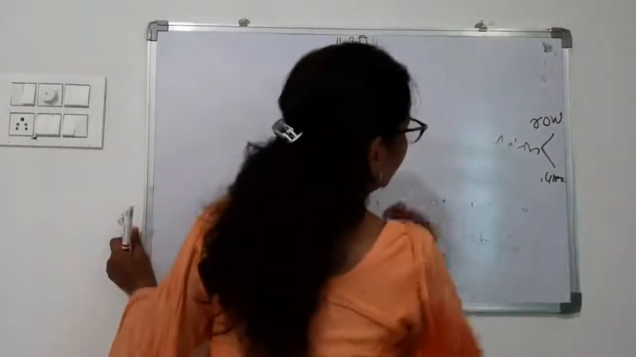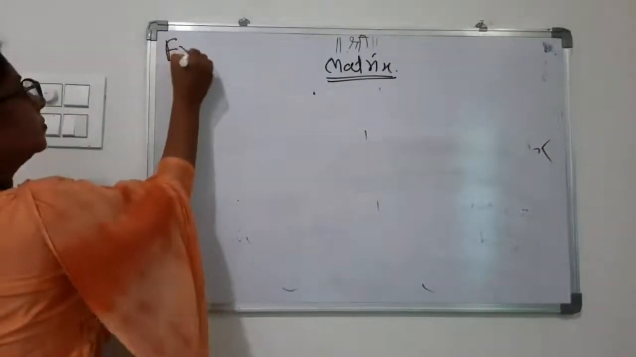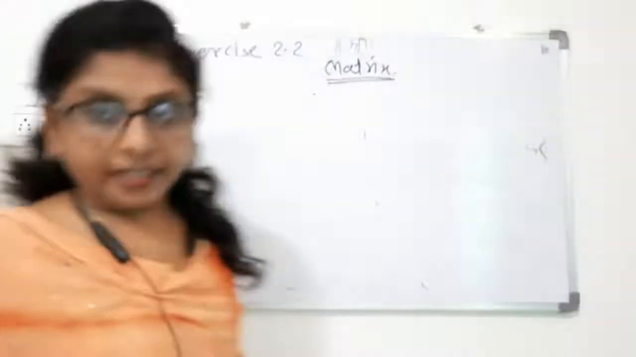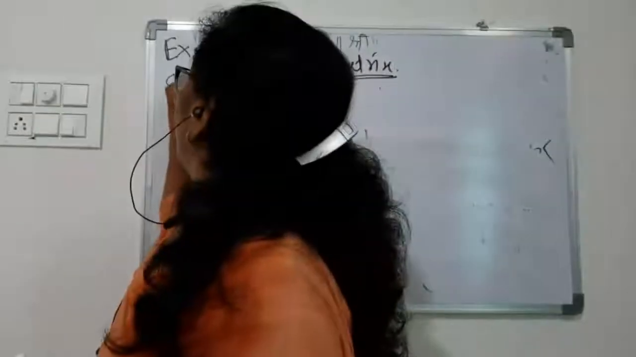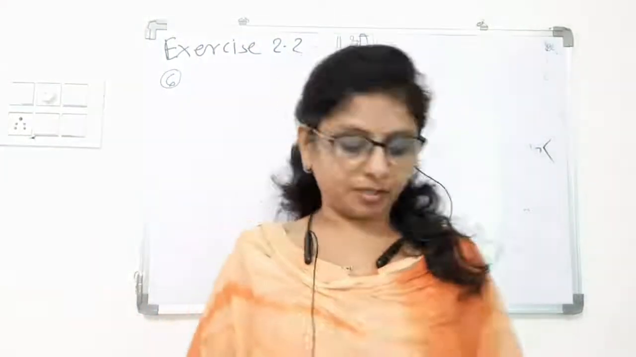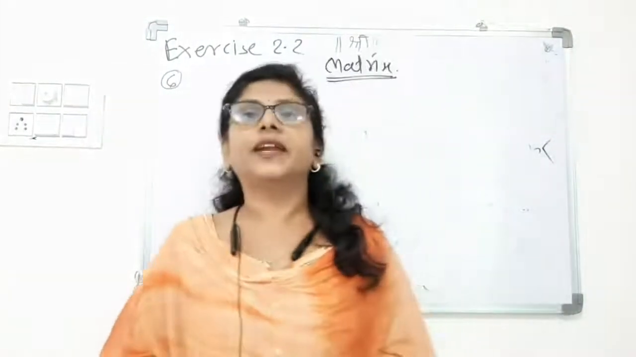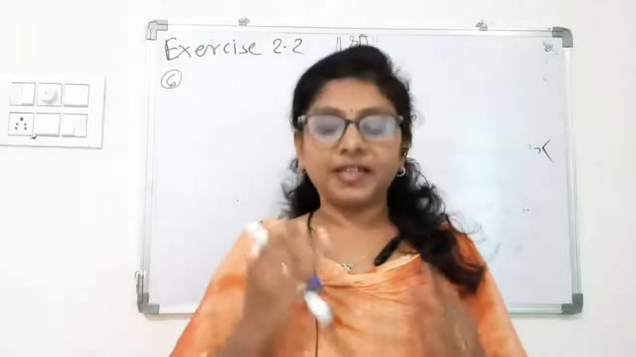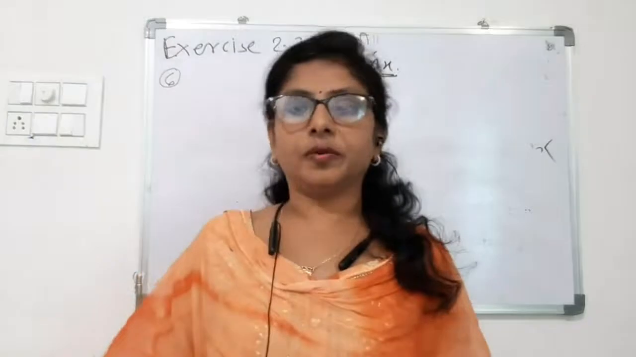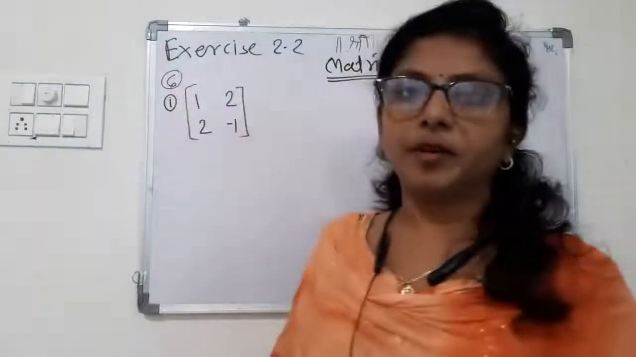Now in exercise 2.2, there is the sixth example where we have to find the inverse by this method, means elementary transformations. So we will see which type of matrix that is. Depending upon the matrix appearance, we will decide whether to apply row transformations or column transformations. Okay, this is the first matrix of example number 6.